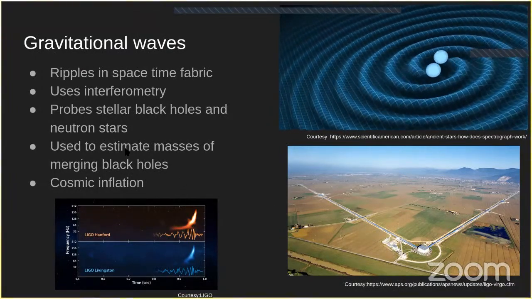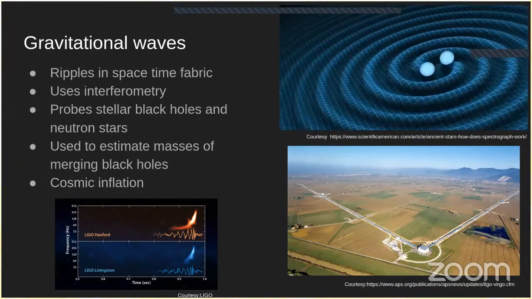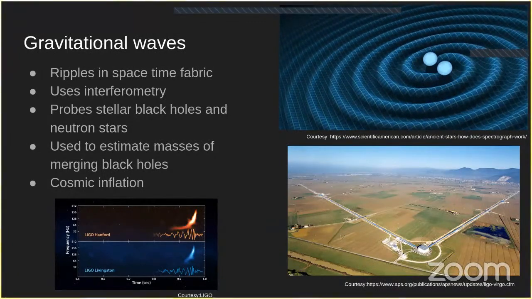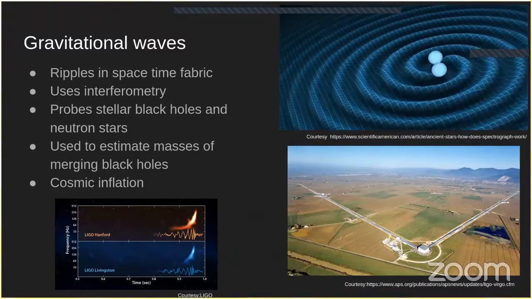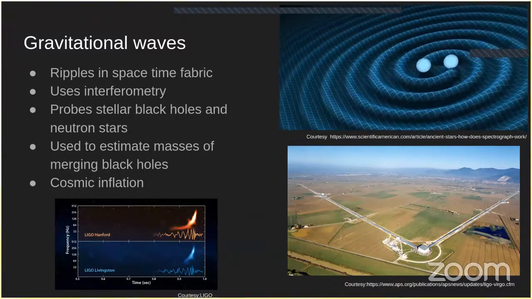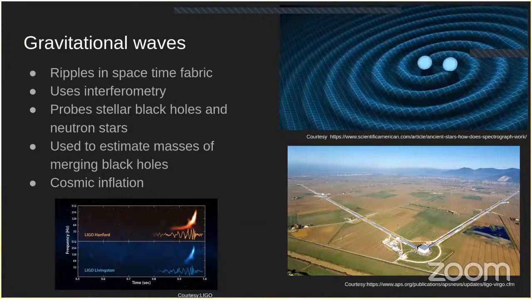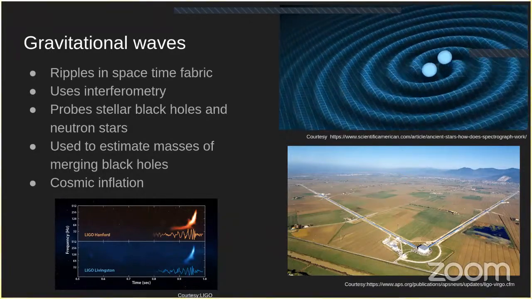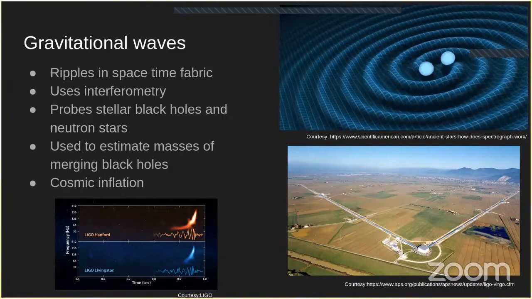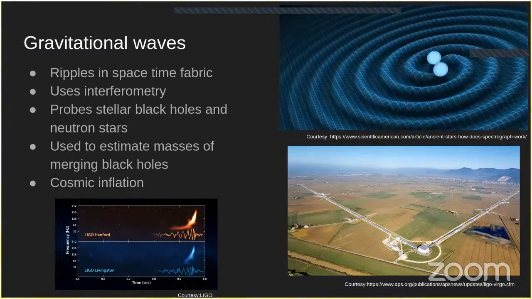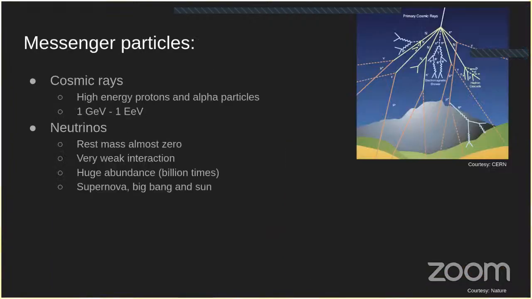Using this technique, you can probe the masses of black holes and neutron stars, which is a very useful technique. Also, in the early universe, there is a concept called cosmic inflation, where we think that the universe expanded very rapidly in a very short period of time. If that took place, then there should be gravitational waves originating from then, and we should be able to detect them now. That is what astronomers are working towards currently.